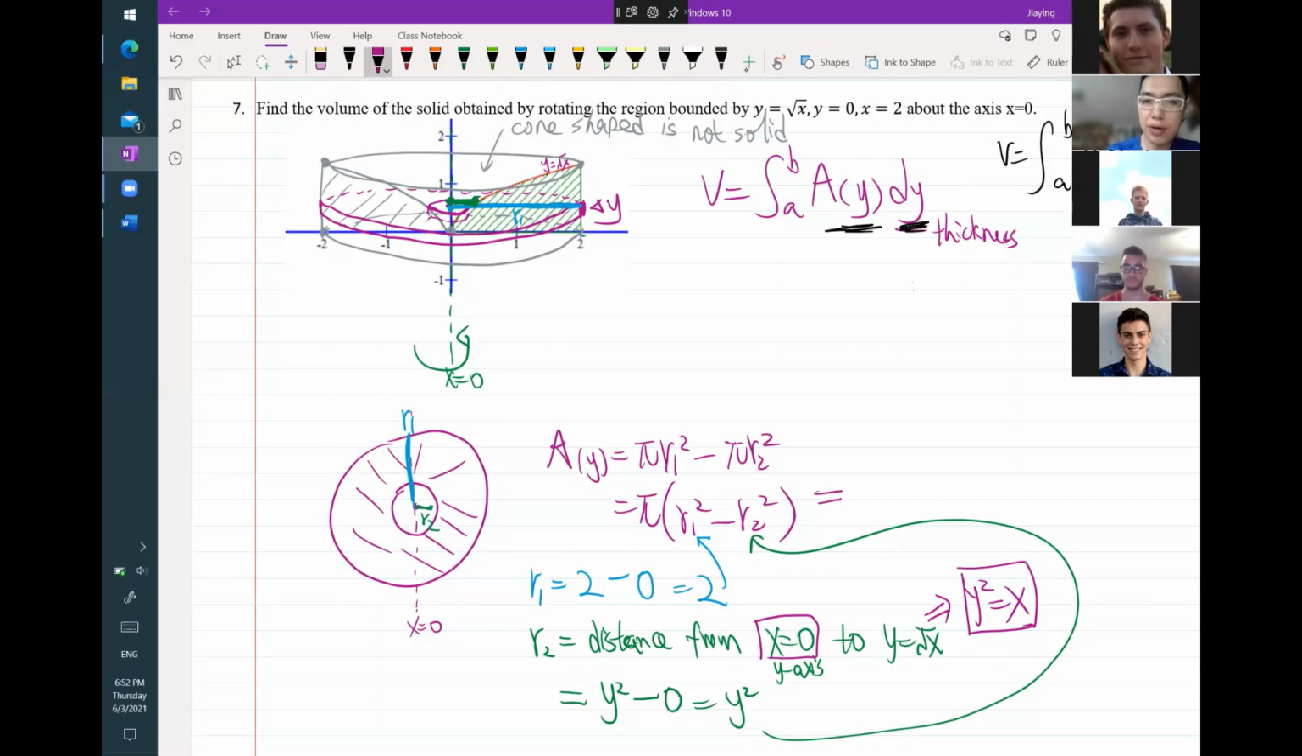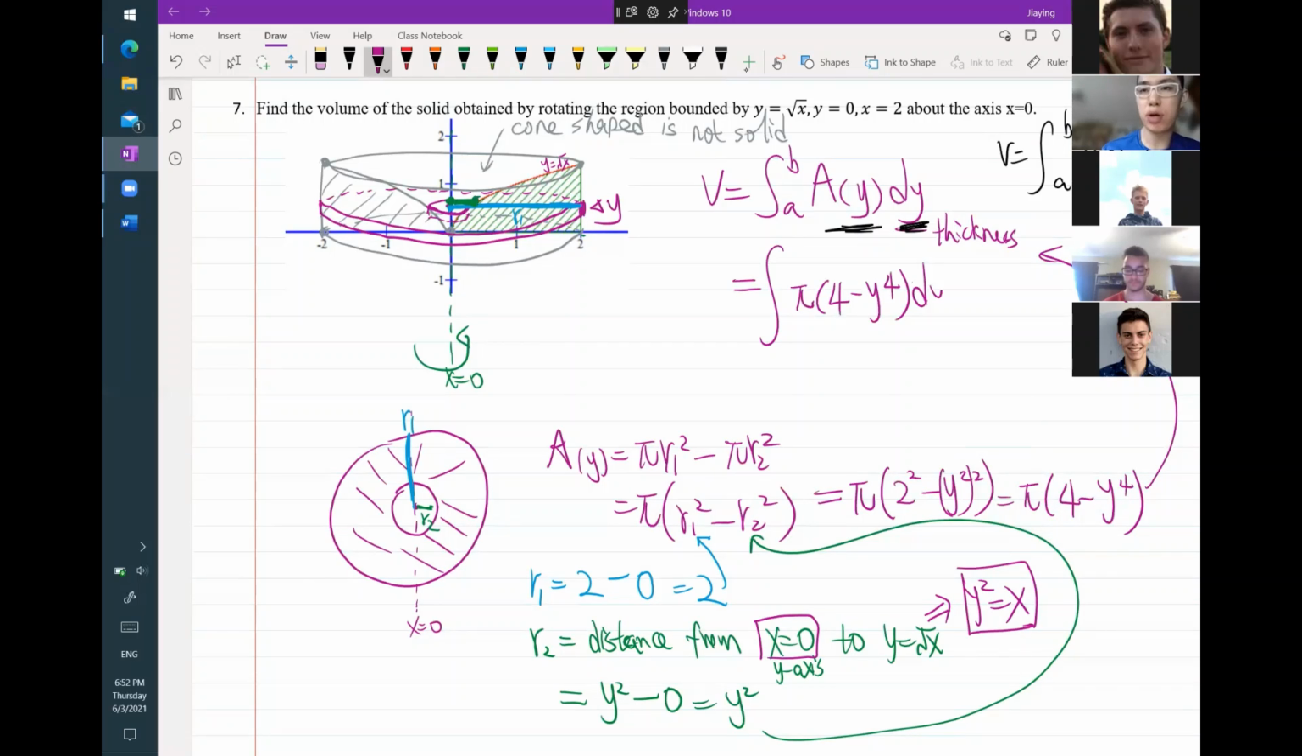So now we can rewrite the area, which is pi times R1 squared, that's 2 squared, minus R2 squared, which is y squared, squared. So that's pi times 4 minus y to the 4th. That's the cross-sectional area function in terms of y. The last step is we're going to put it into the volume function. So the volume is the integral of, we're going to find the boundaries a little bit later, pi times 4 minus y to the 4th dy. But what about the boundaries?